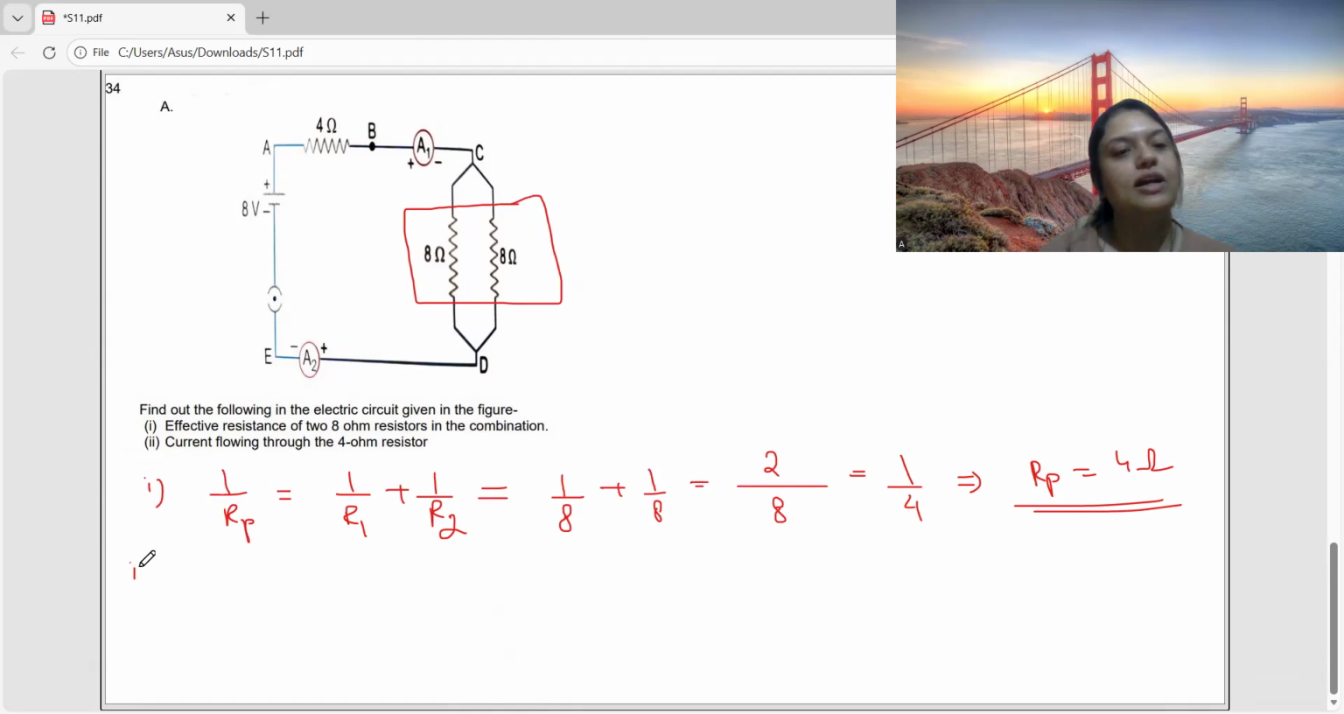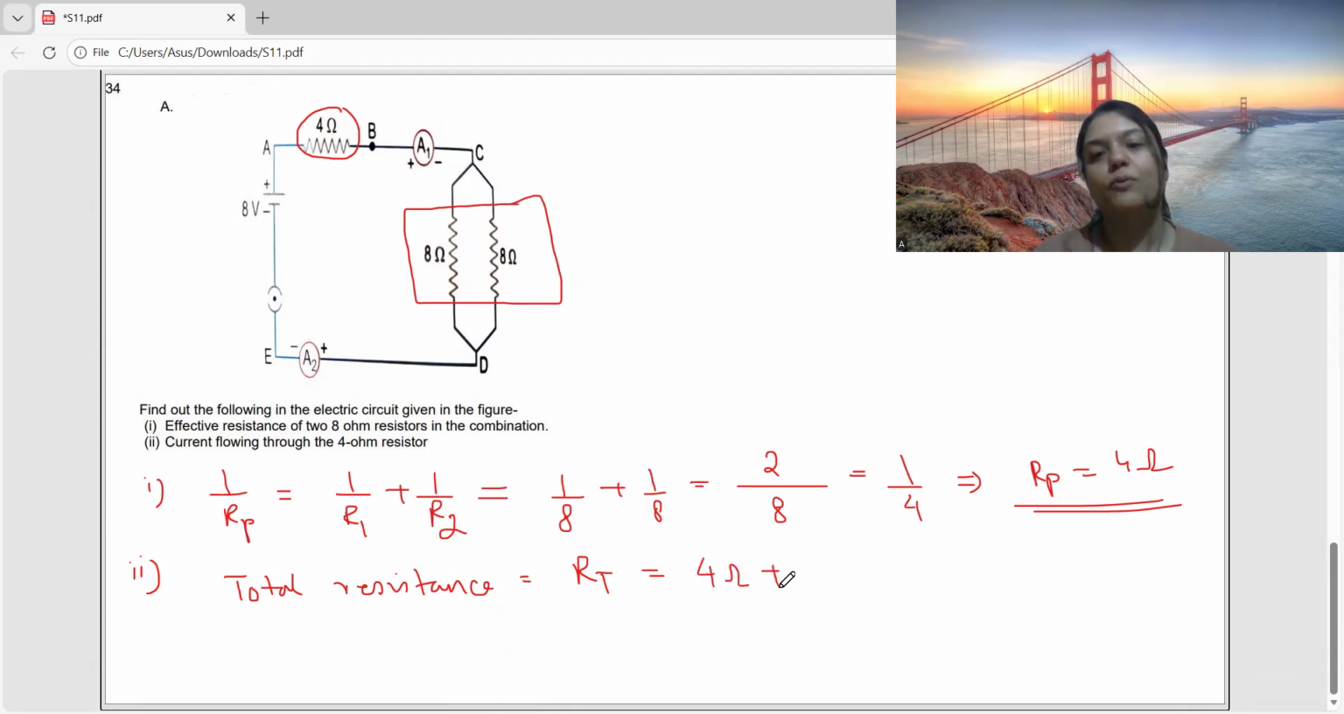Next, number 2, current flowing through the 4 ohm resistor, which is this. Okay, so now after we find out this effective resistance, here you will have a 4 ohm resistor. Now obviously this 4 ohm with this 4 ohm, which is the effective one, both are in series. So let's first calculate the total resistance now. So now the total resistance, I'm writing it as RT. You can use any other notation, whatever you want. So this is 4 ohm plus 4 ohm, that is 8 ohm, right?